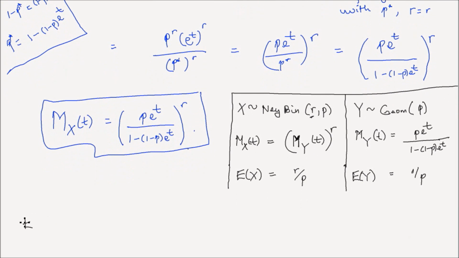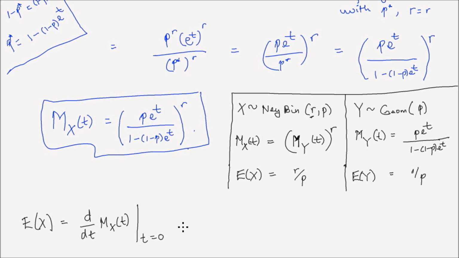So the expected value of X, if X follows a negative binomial distribution, is equal to the derivative of the MGF of a negative binomial random variable evaluated at t equals 0. Simply find the derivative with respect to t and plug in 0 for t.